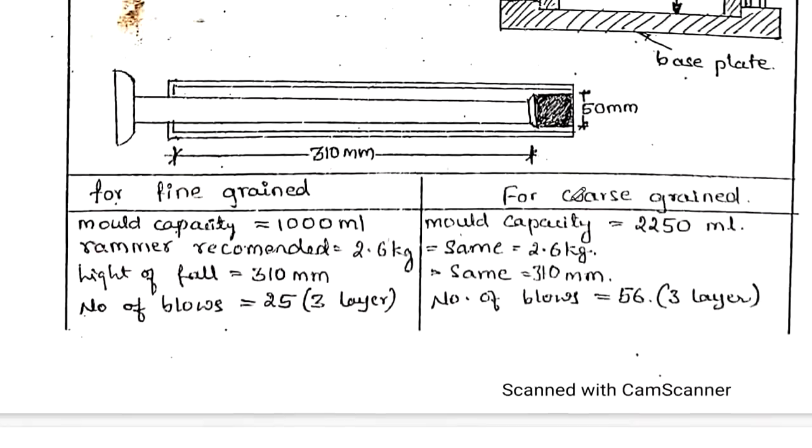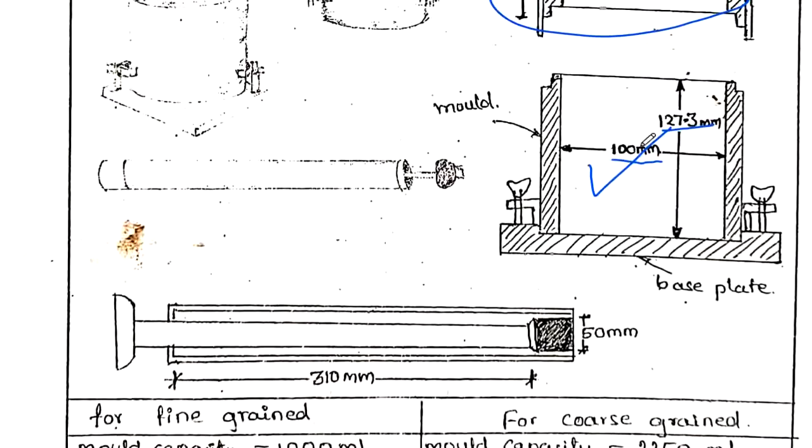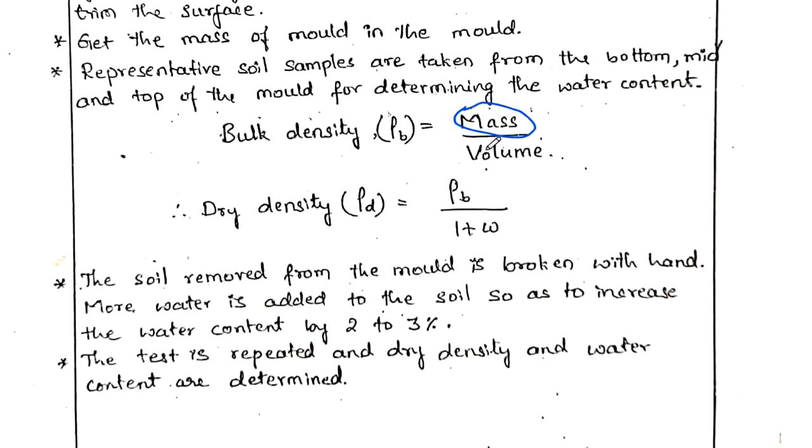So I know the volume of this mold: pi d square divided by 4 into height. If I do that, I am able to calculate the volume. Mass divided by volume is going to give us the bulk density. So like this I have to calculate the bulk density.